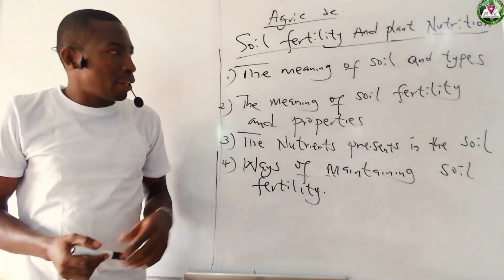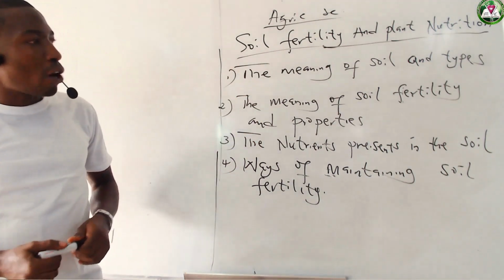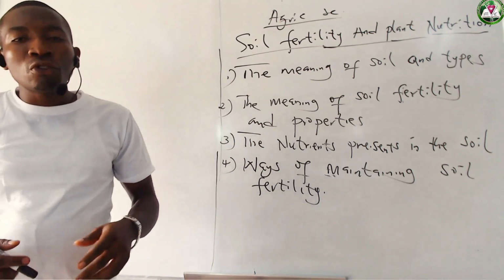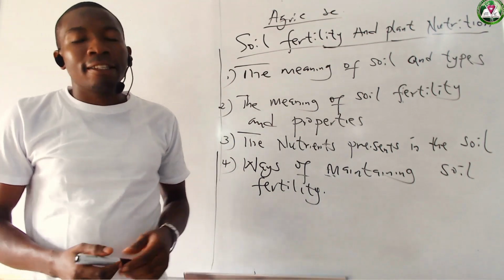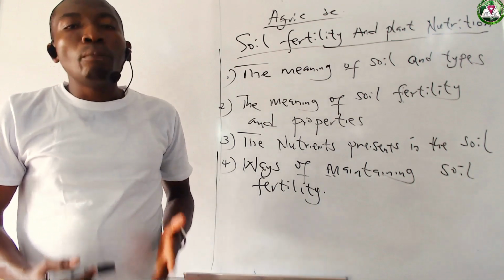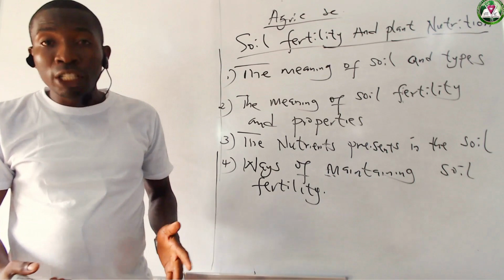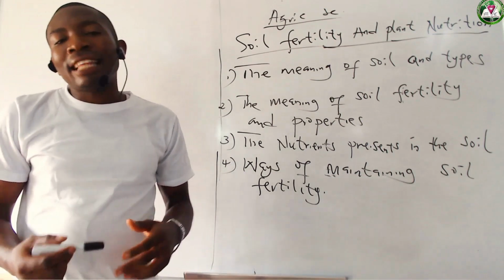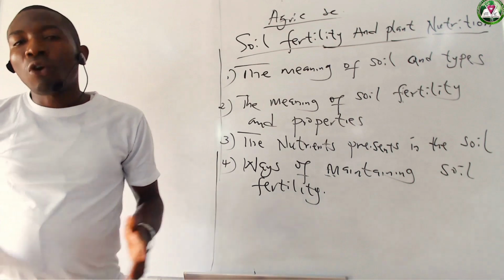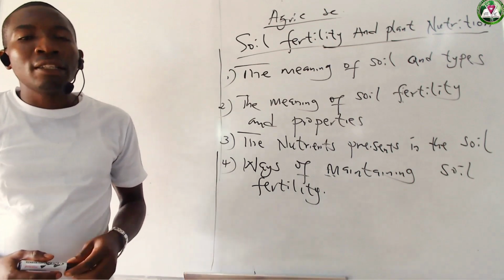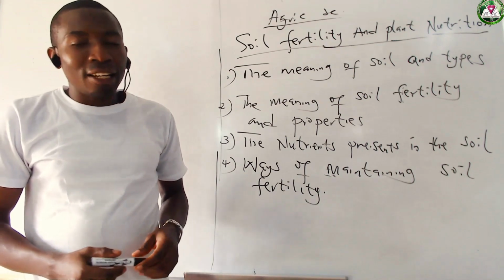Now let me start with the first highlight, and that is soil. When we talk about soil, soil is the topmost layer of the earth in which plants grow. Now basically we have three types of soils, and they include the sandy soil, the loamy soil, and the clayey soil.